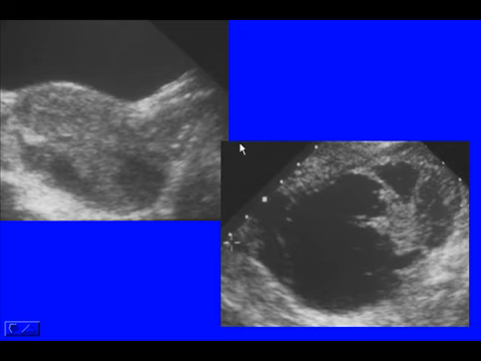In this case, transabdominal on your left and transvaginal on the right, we see posterior to the uterus a complex mass, delineated much better on this transvaginal study. We see a solid material within the mass. And this was a tubal ovarian abscess, which can be drained.